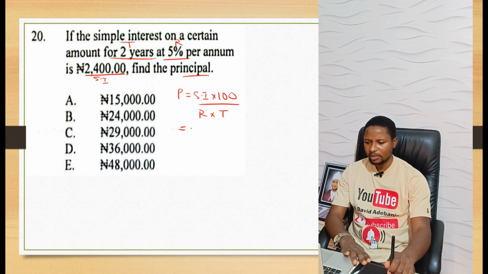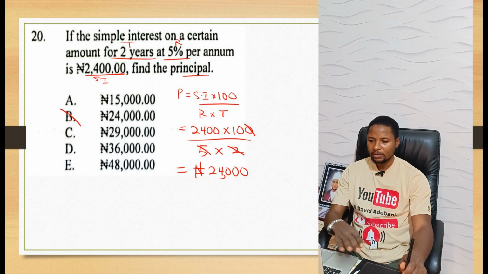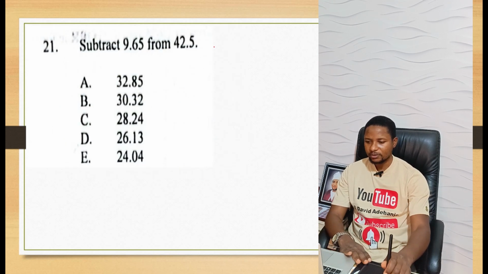So let's go. We have simple interest to be 2,400 times 100 over rate, which is 5, the time, which is 2. So look at it, 5 times 2 will give you 10. So just cancel 1 0. There's no need to waste time. 5 times 2 is 10. So the 10 cancel 1 0 in the 100. So you're left with 2,400 times 10. Just add 1 0 to it. And that will give you 24,000. Option B. Moving on to question 21.